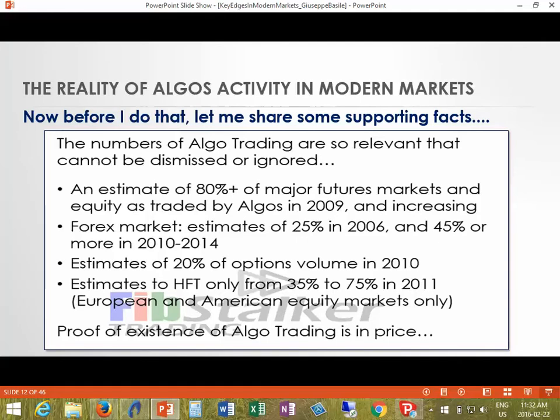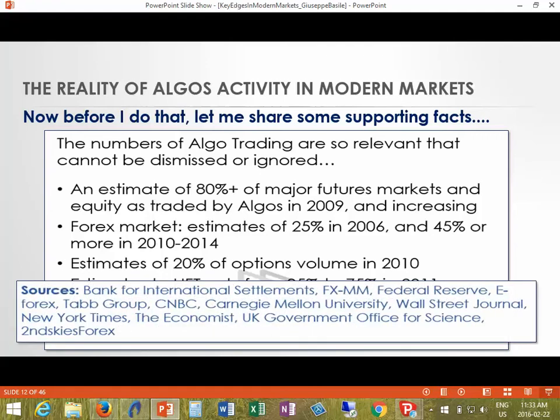An estimate of over 80% of volume in futures in 2009. Imagine 2016. Forex market projected to 50% in 2016. Options 20% in 2010, much higher now. IFTA, let's not even talk about it. Proof of the existence of algorithms is in price, and I'm going to show you in a minute. And here are the sources if you want to double check this, all right?